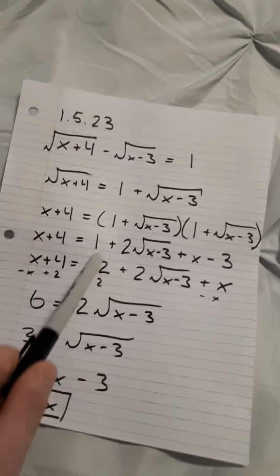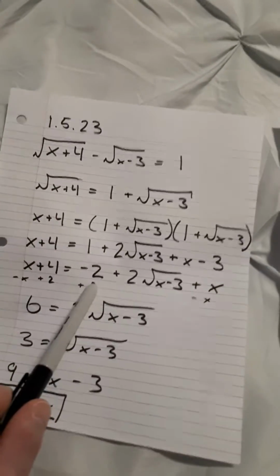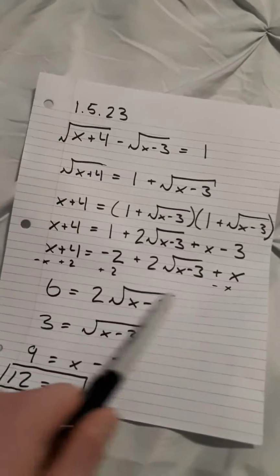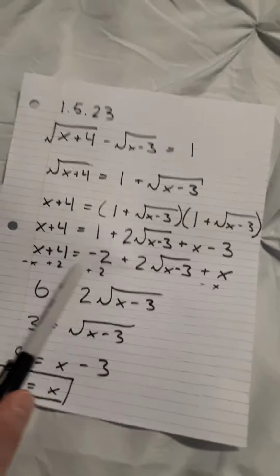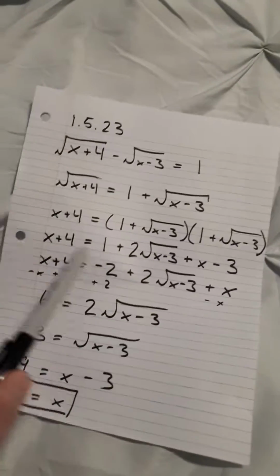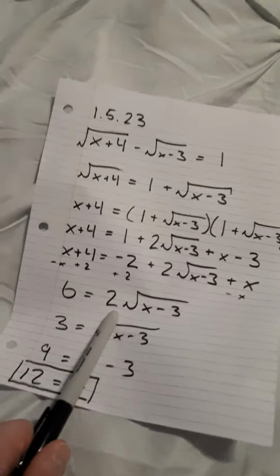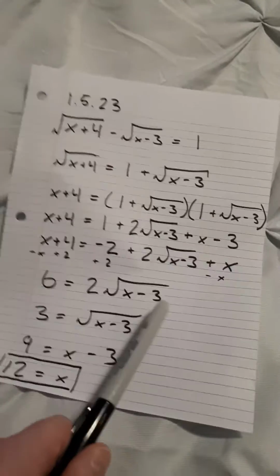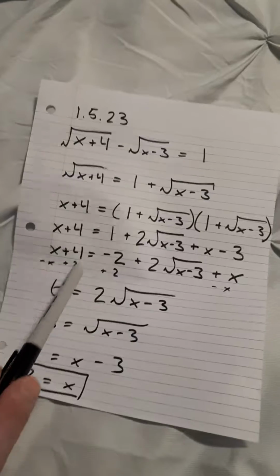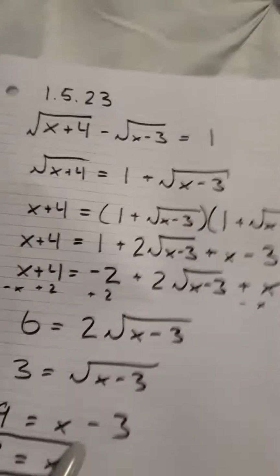I took a minute and I combined some like terms. 1 minus 3 is minus 2, but then basically we're just going to get all this stuff over to the other side of the equation. So I add 2 to both sides to get rid of this 2. I added x to both sides to get rid of this, so I'm just left with 2 times root x minus 3. And that equals 6. 4 plus 2 is 6, the x's go away.